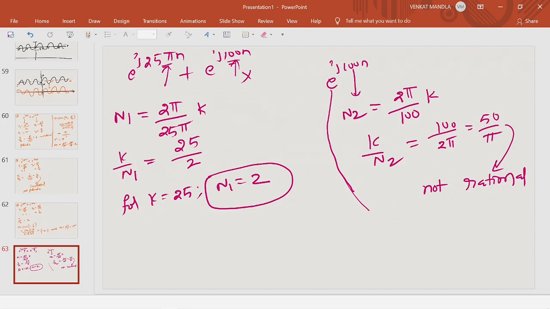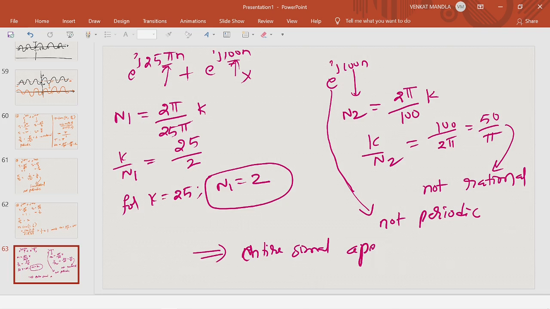This e power j 100 n is not periodic. If one term is not periodic, the entire signal is not periodic. A periodic plus a non-periodic signal is always non-periodic. So the entire signal is aperiodic. For these kinds of signals, you have to check whether pi is there or not. That's it.